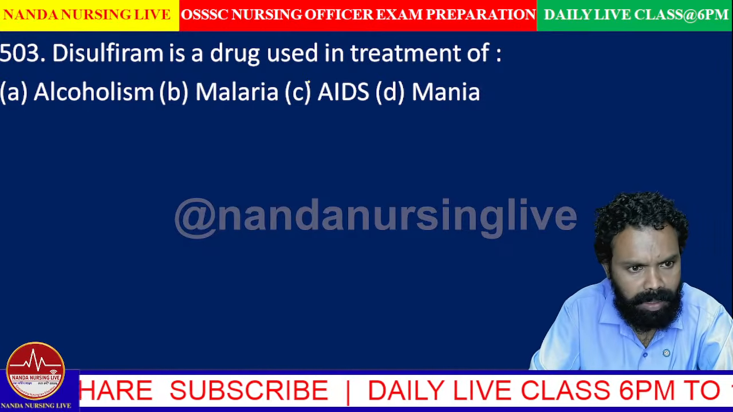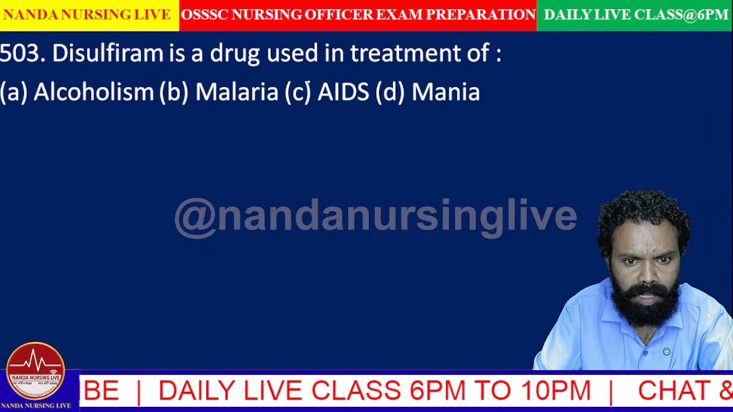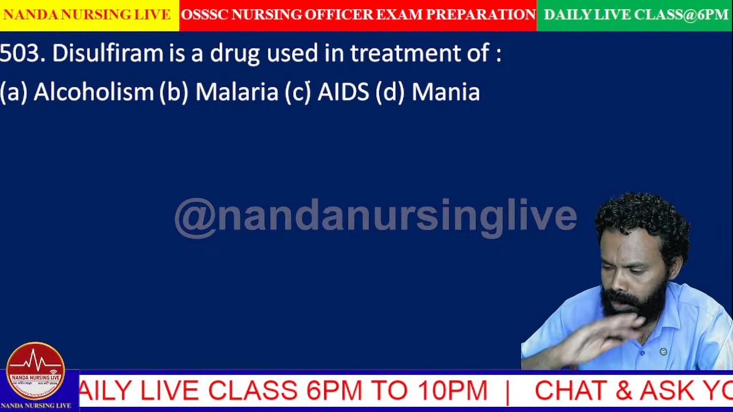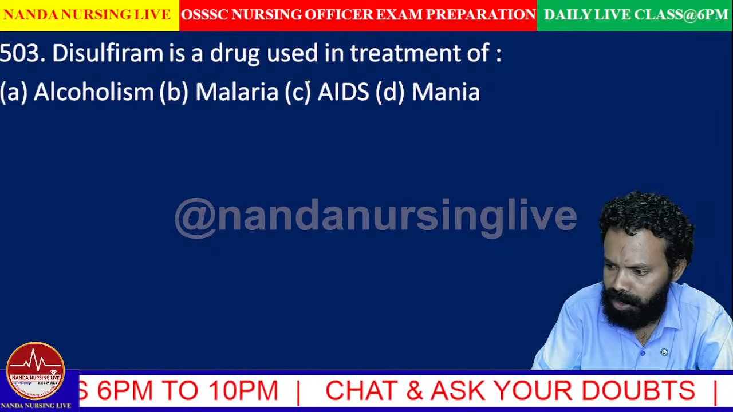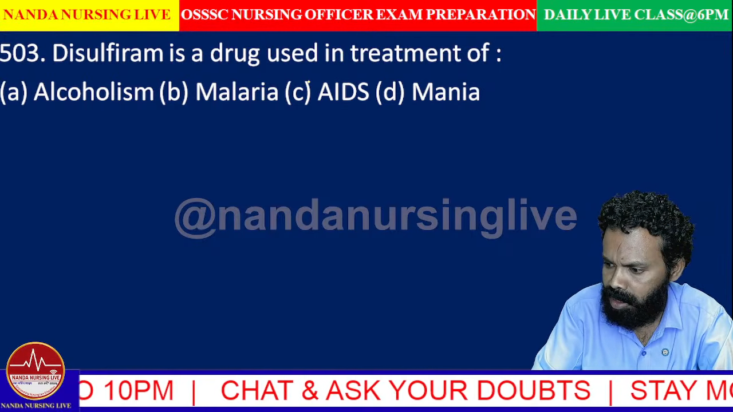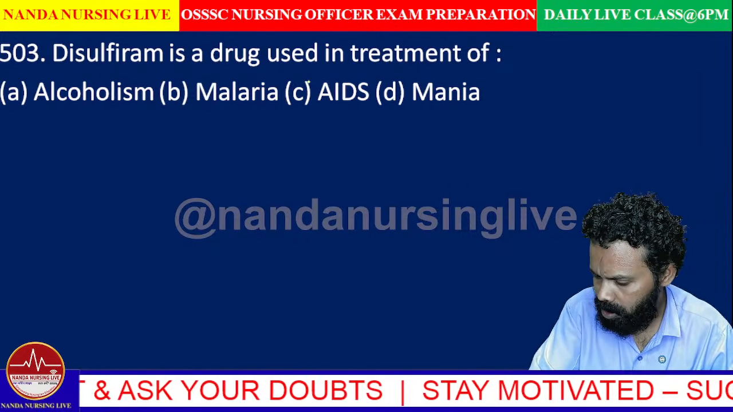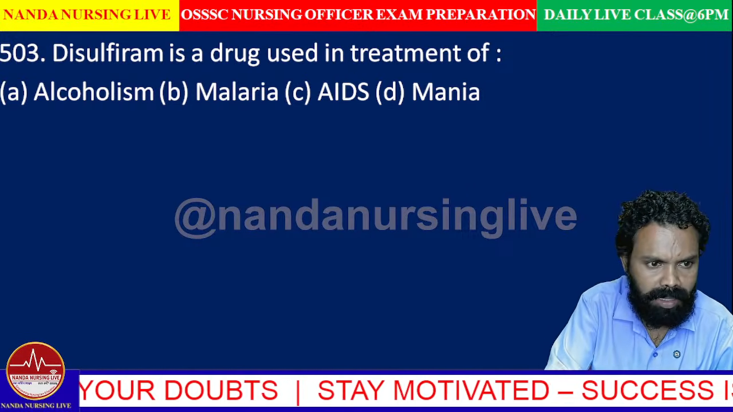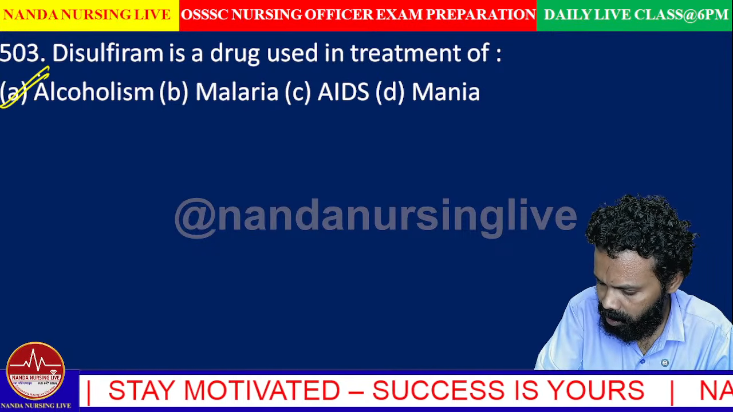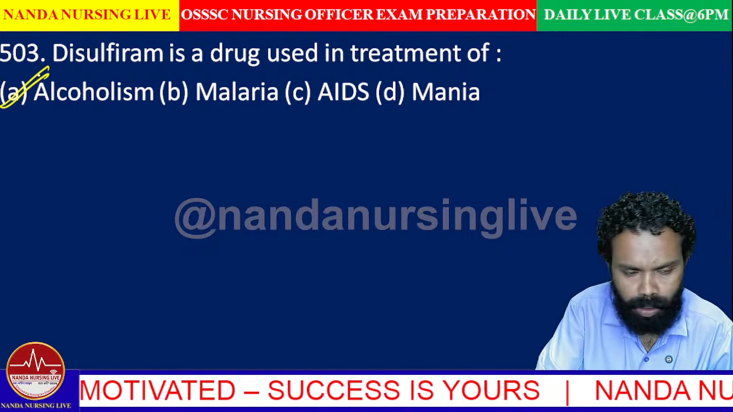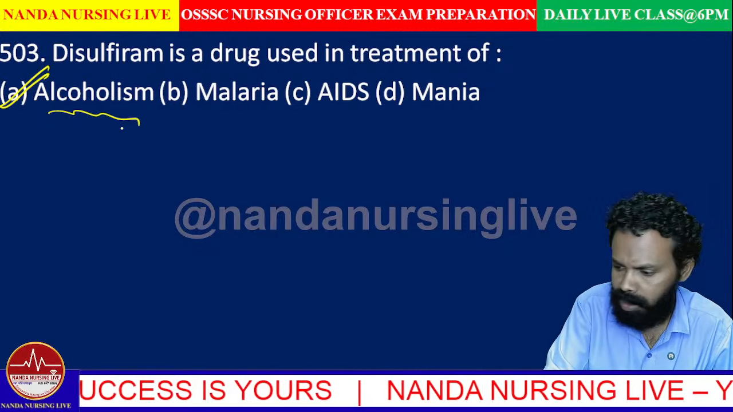Next question, question number 503: Disulfiram is a drug used in treatment of option A alcoholism, option B malaria, option C AIDS, option D mania. So which option is the correct answer? Answer quickly. The correct answer is alcoholism. Option A is the correct answer. Very good. Disulfiram is a drug used in treatment of alcoholism. Option A is the correct answer.